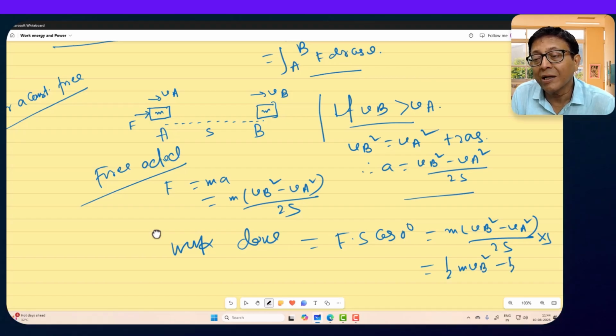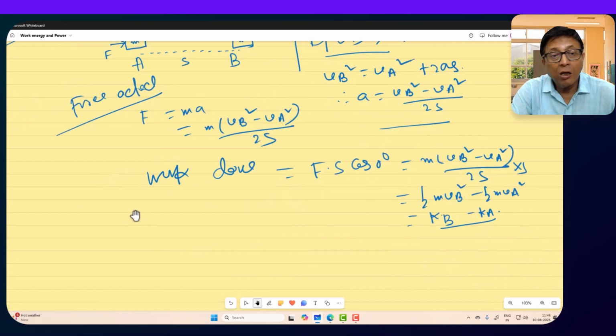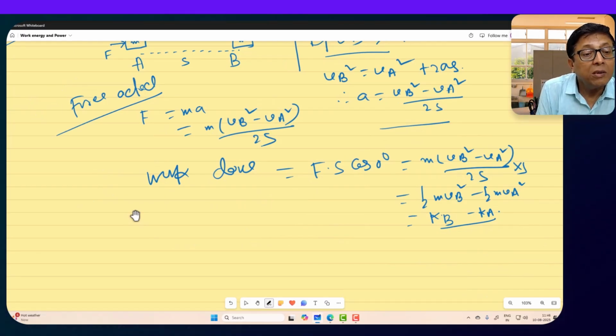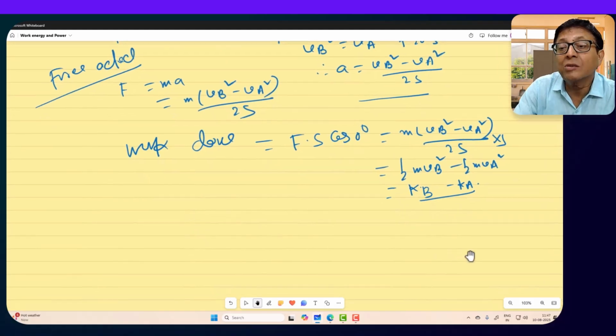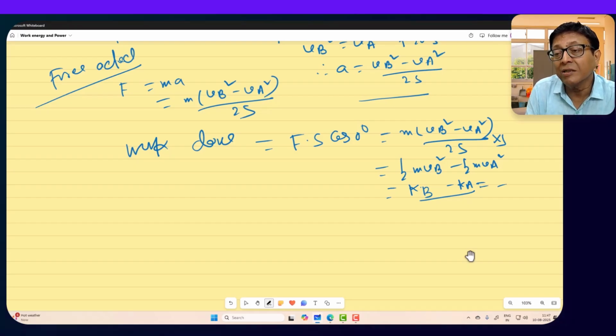Half m Vb square minus half m Va square. So this is kinetic energy at B minus kinetic energy at A. It's done for constant force. Now for variable force, how to prove this thing? Work done by variable force, and this work done, as you have seen, is the change of kinetic energy, also the area under the curve. We have seen this already.